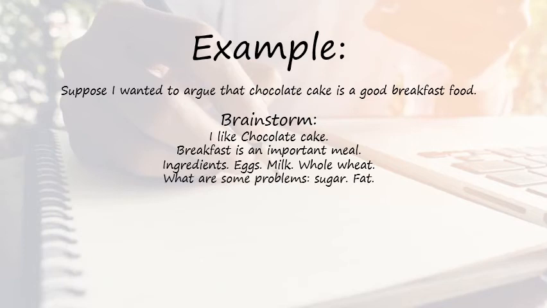Then there are some problems, right? We're talking about sugar, we talk about fat, we talk about obesity. Okay, so it's got problems. It's not perfect. But that's just an initial brainstorm, thinking through. Now, what are we going to do with that?